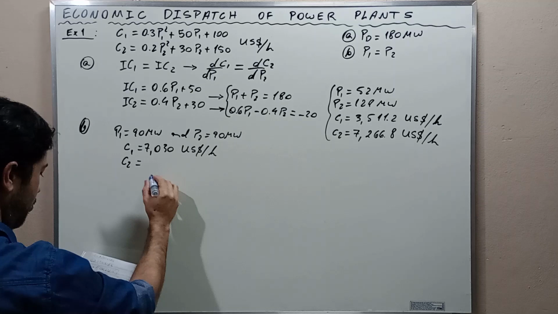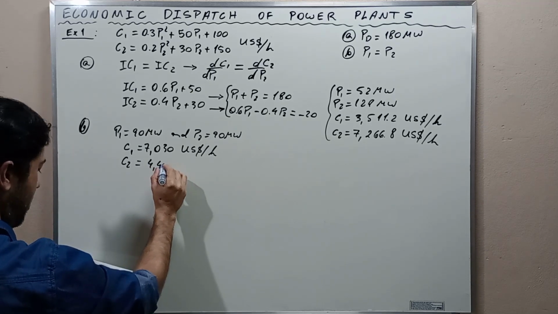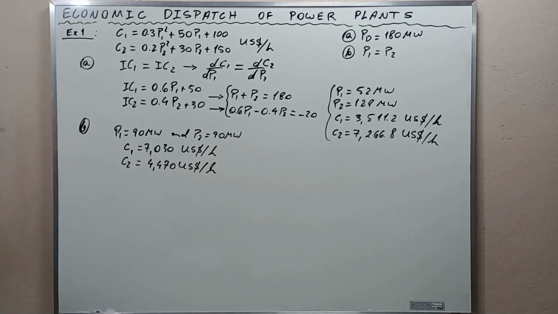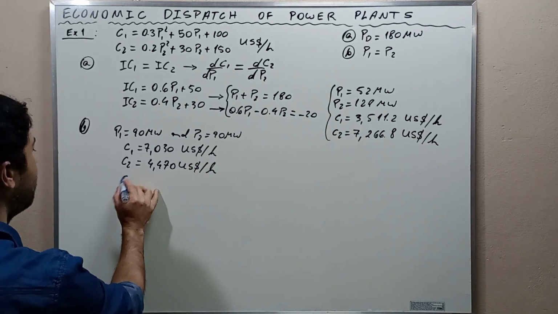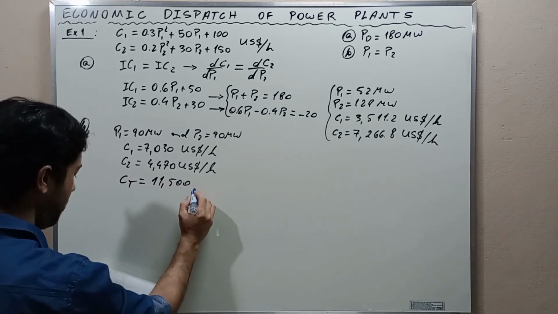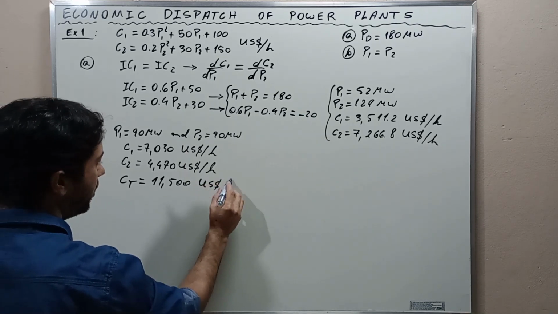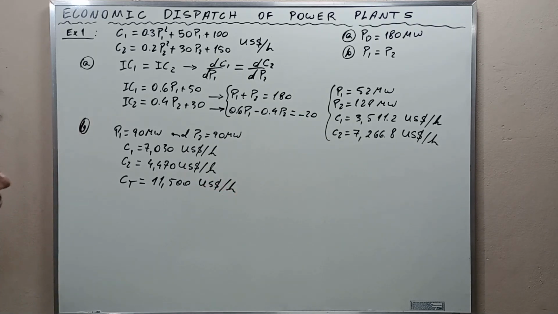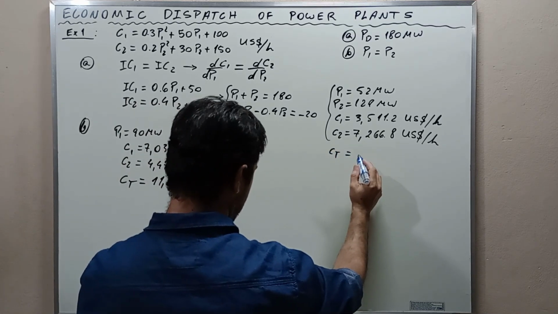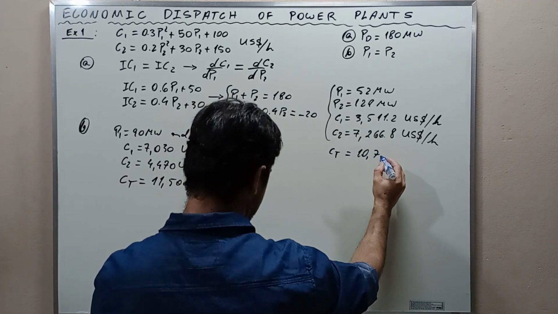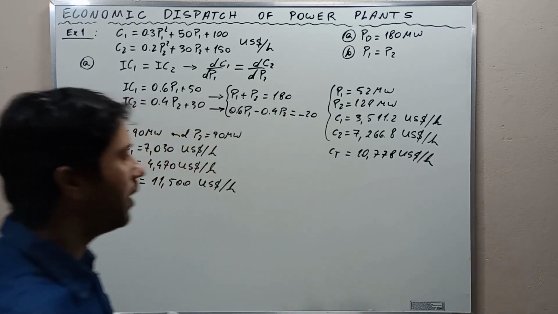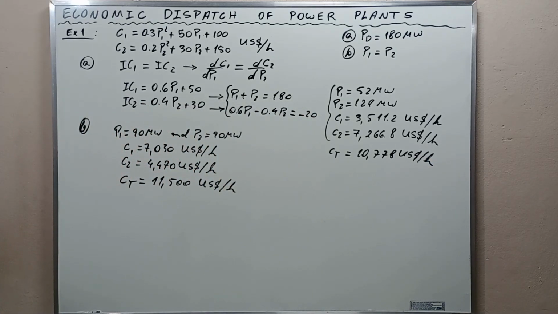C2 is equal to $4,470 per hour. Summing then, we have a total cost equal to $11,500 per hour. All right. And if we sum this, the total cost will be $10,778 per hour. And what is going to be the saving?